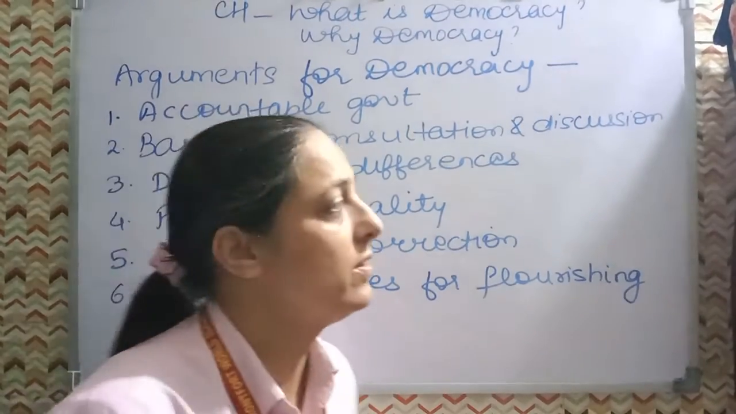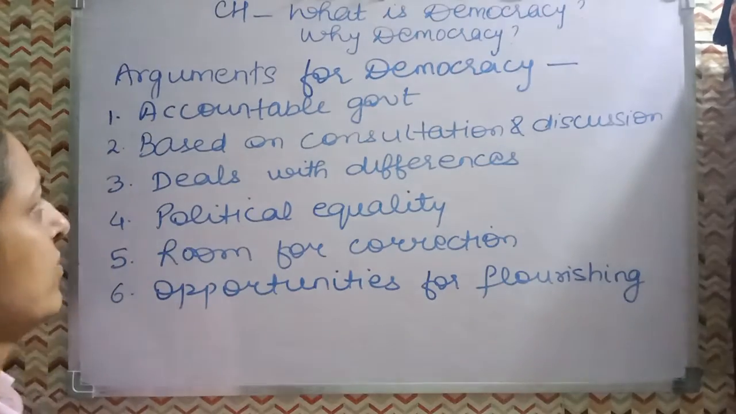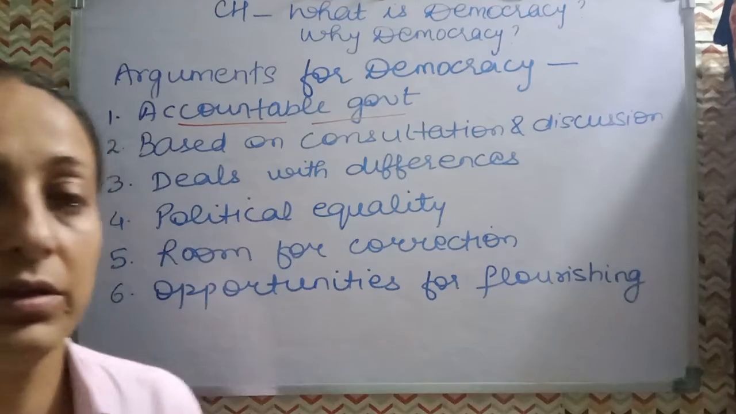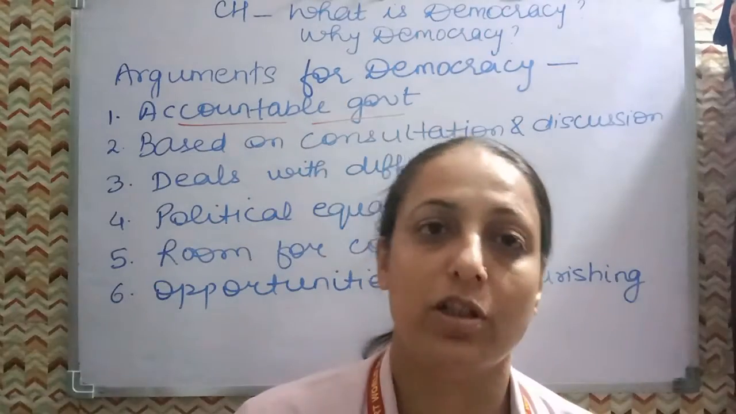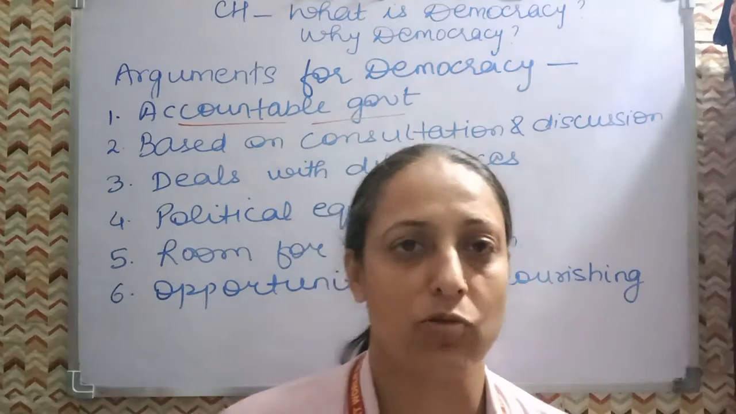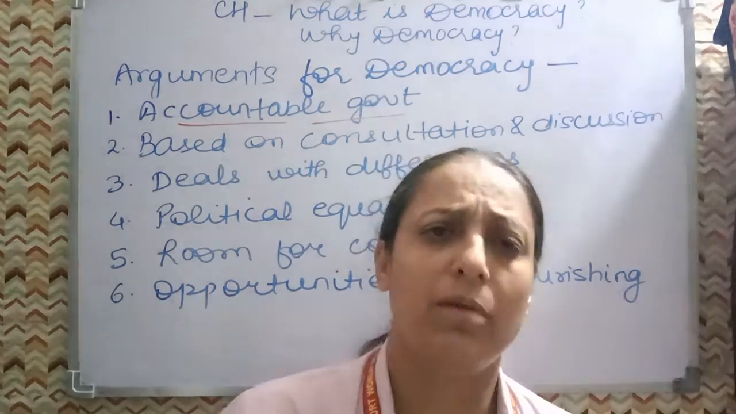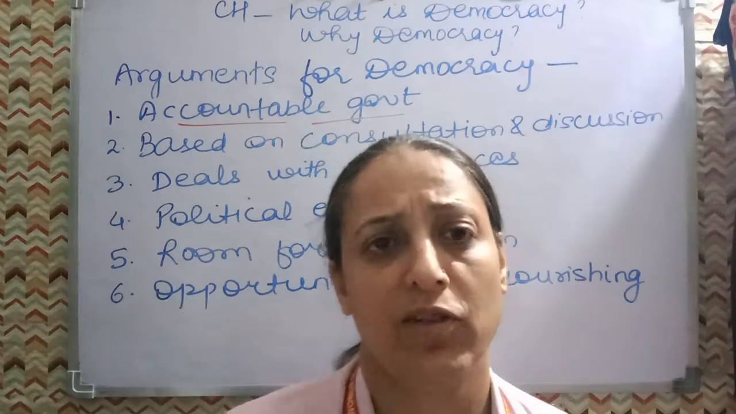So now we have to discuss arguments for democracy, that is, in favor of democracy. The first argument is accountable government. In democracy, the governments are answerable to the people. They are responsive to the needs of the people. Whatever policy making has to be done, it should be according to the needs of the people. So a democratic government is an accountable government, a legitimate government, and a responsive government.